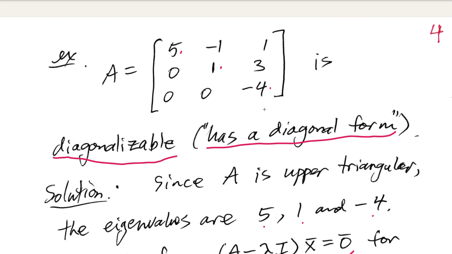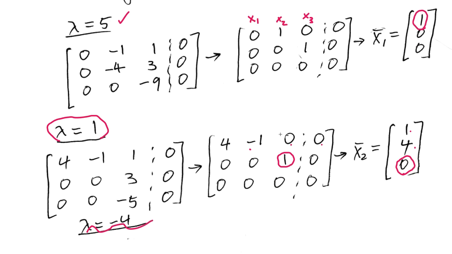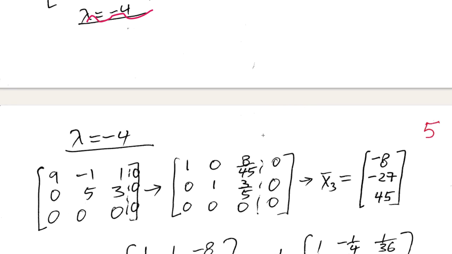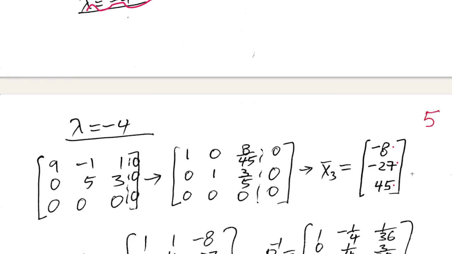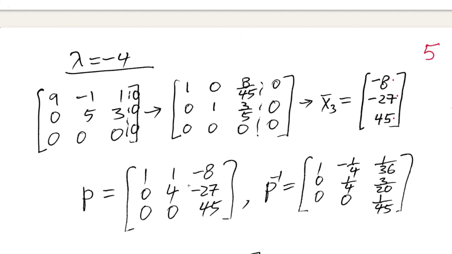Our last eigenvalue was -4. So let's deal with that one. Lambda equals -4, so I subtract -4 down the main diagonal: 9, -1, 1, 0; 0, 5, 3, and then all zeros on the bottom. I row reduced to echelon form and got 1, 0, 8/45, 0; 0, 1, 3/5, 0, and then zeros at the bottom. And I chose this for my eigenvector here, x sub 3 bar: -8, -27, 45. Alrighty. Now, to form my P then, what do we do?